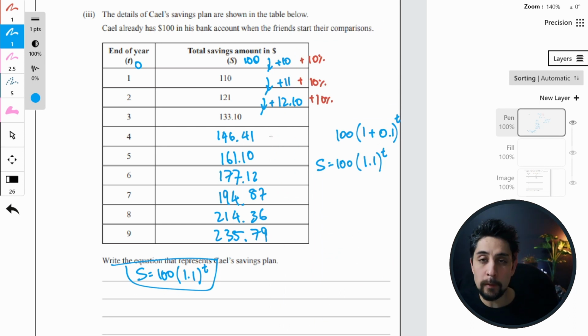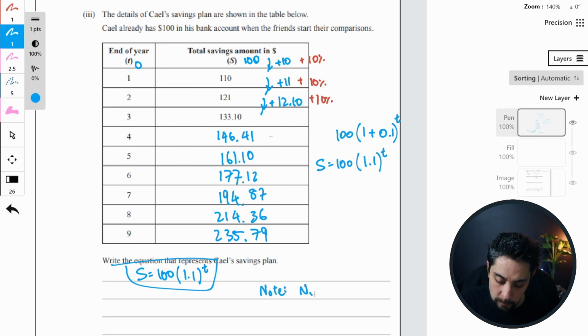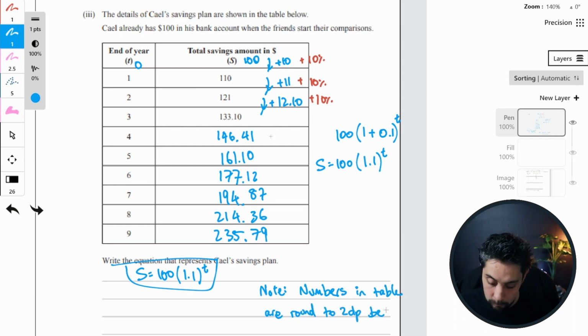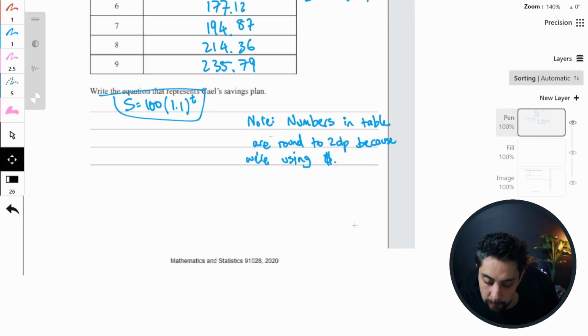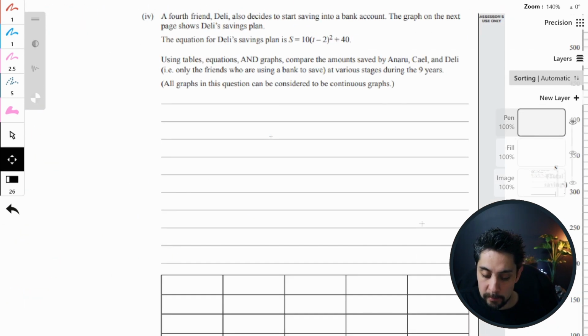Okay, so I've got all of the numbers in the table, and I'm just going to put a note here that numbers in the table are rounded to 2 decimal places because we're using dollars. Anything below that? There is not. Let's go to the next page.